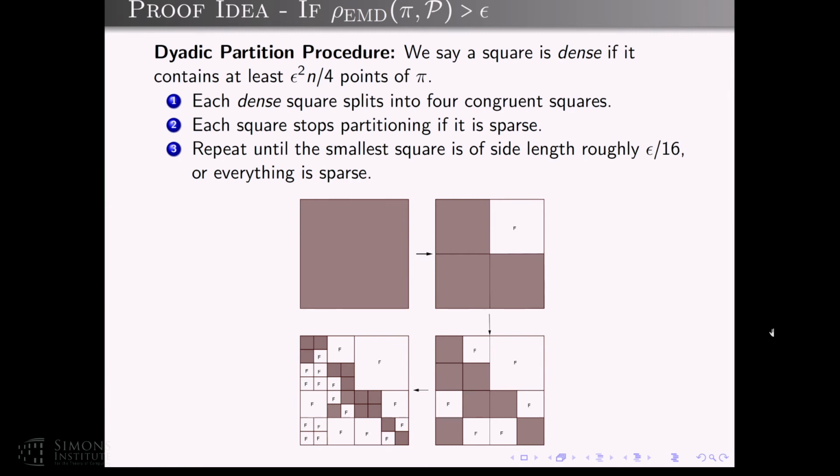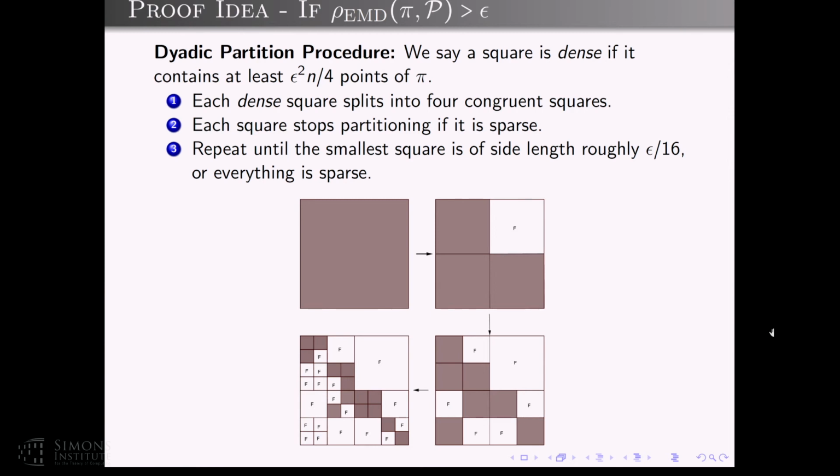We say a square is dense if it contains at least quadratic in epsilon number of points of the original permutation. Our definition of dense is slightly unusual because it has nothing to do with the area of the rectangle. We only count the absolute number of points in that rectangle. The original unit square is going to be dense because it has n points, since it contains all the points in the permutation.